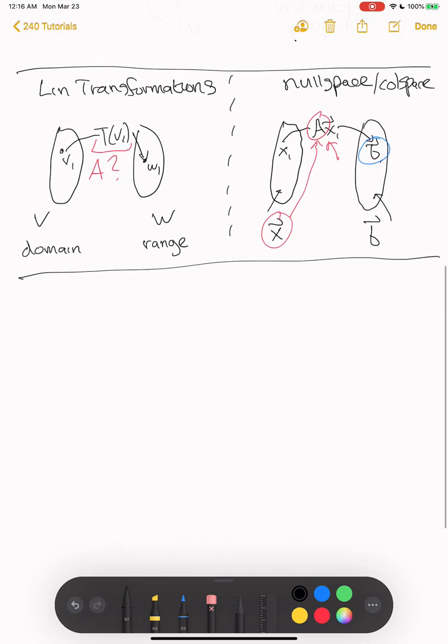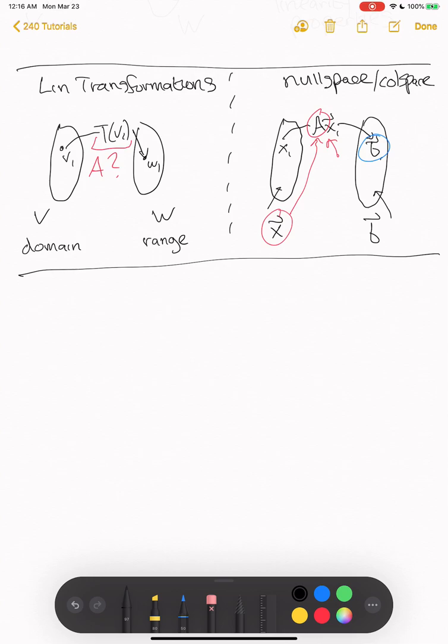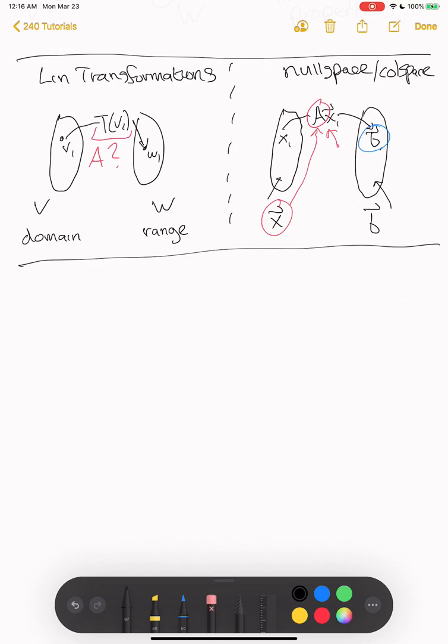Hopefully that made a little bit of sense to you. It's just a parallel. You don't really need to know it, but it helps me at least understand what's going on at a deeper level.